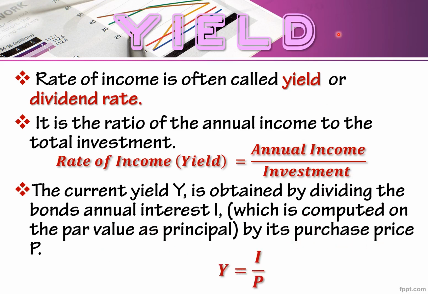So yield indicates annual return until the bonds mature. Again, annual income is the interest and the investment is the purchase price. So when the yield goes up, the bond price goes down. And when the yield goes down, the bond price goes up.